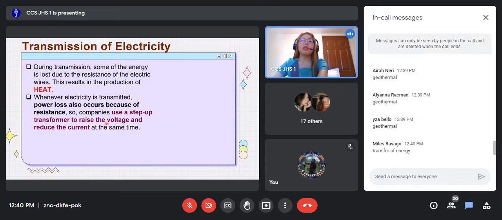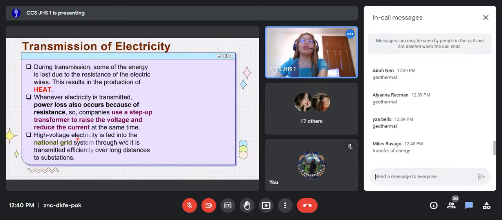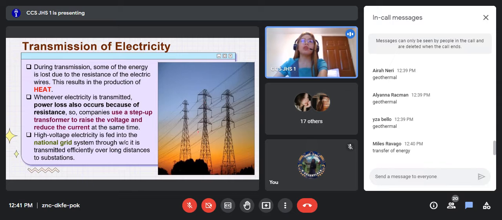So the companies use a step up transformer to raise the voltage and to reduce the current at the same time. Okay, so we have what we call the step up transformer. It will increase the voltage of the current. Okay, so it will be transmitted through what we call pylons. So these are pylons, also known as the transmission lines.